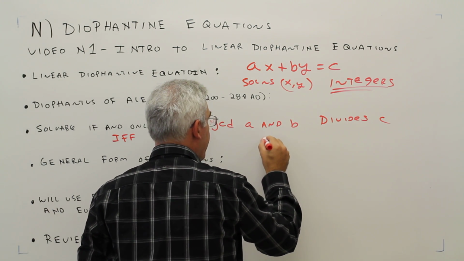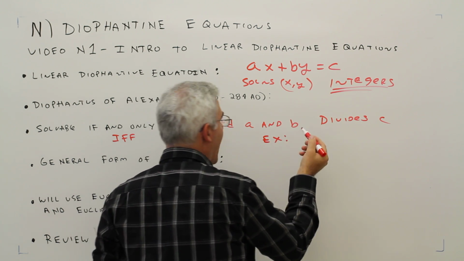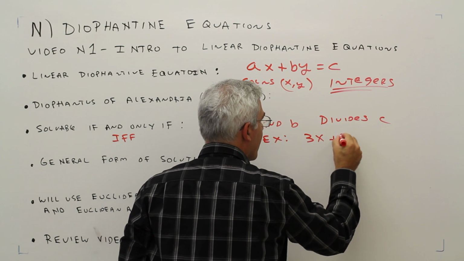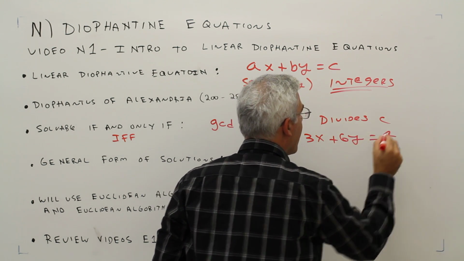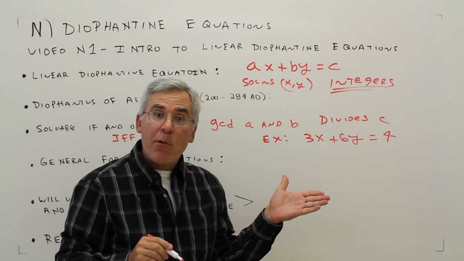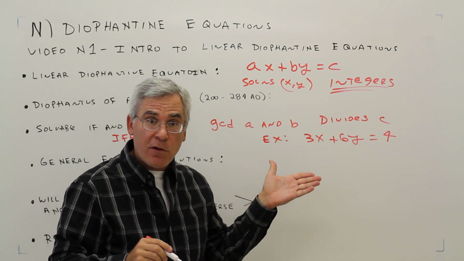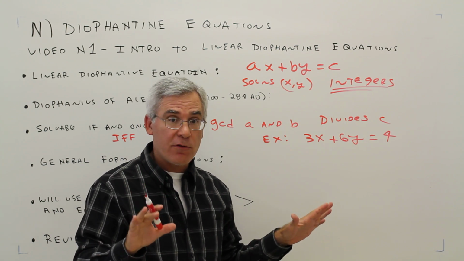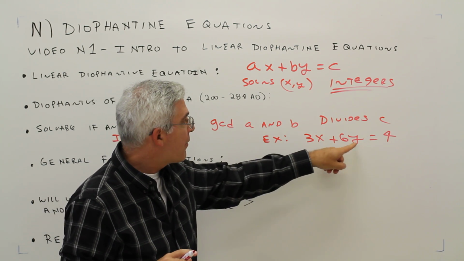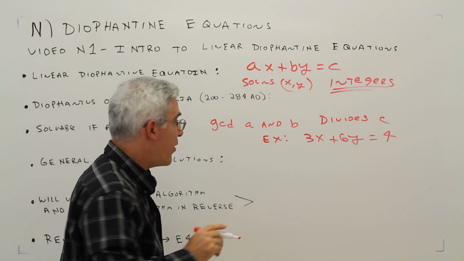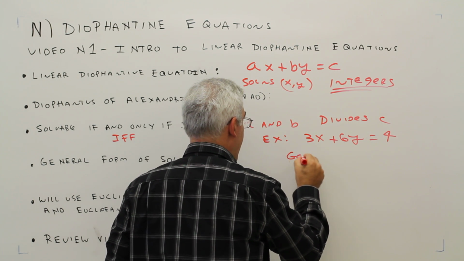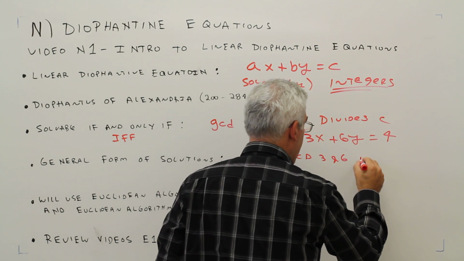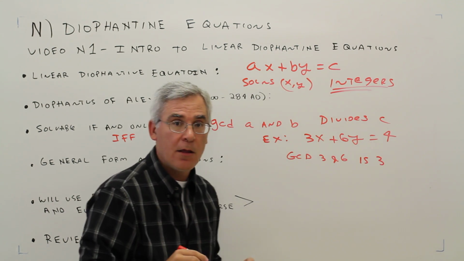So, for example, let's say we've got the equation 3x plus 6y equals 4, and we want to find integer solutions. Of course it's got solutions, it's a line, but we want to see if it's got integer solutions. So we're going to take the greatest common divisor of 3 and 6, which I could do in my head, is 3.